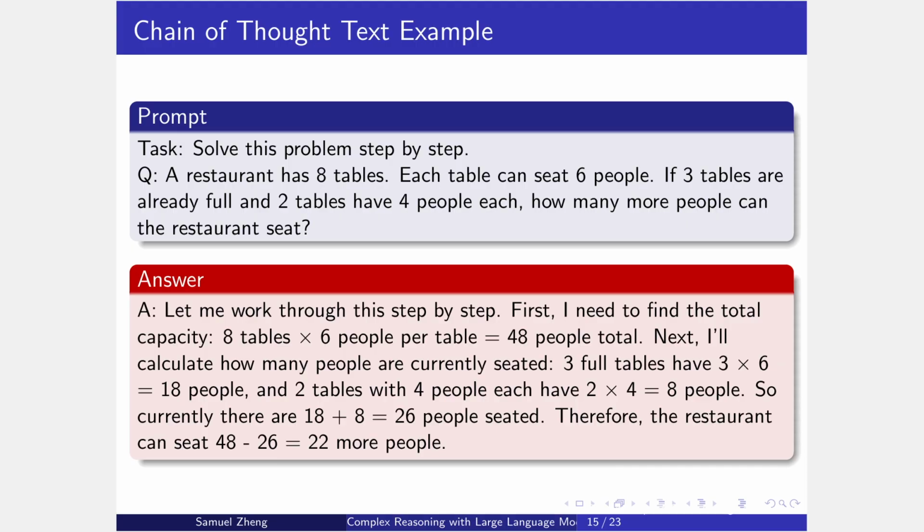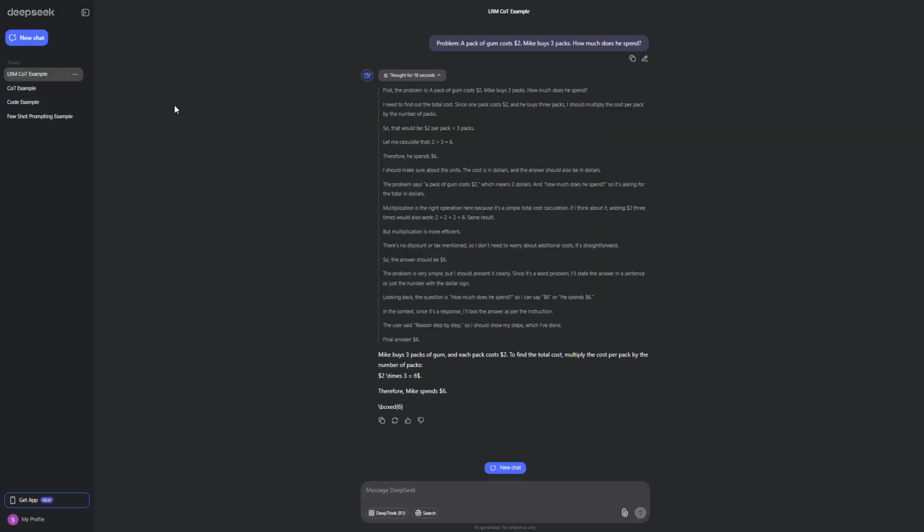And I'd also like to show another example. So here we have an example of just a problem given. And then here it shows the different reasoning steps in between and how it arrives at its final answer. So it reads, the problem is a pack of gum costs $2. Mike buys 3 packs. How much does he spend?